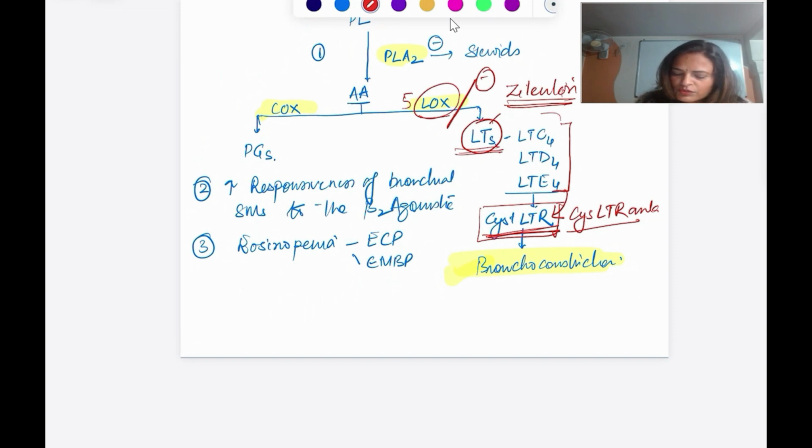So these leukotrienes are not formed. Here the important thing about zileuton is its most important adverse effect: it is hepatotoxic. Because of that, this drug is withdrawn from the market. It is not used. Now coming to the cysteinyl receptor antagonists.